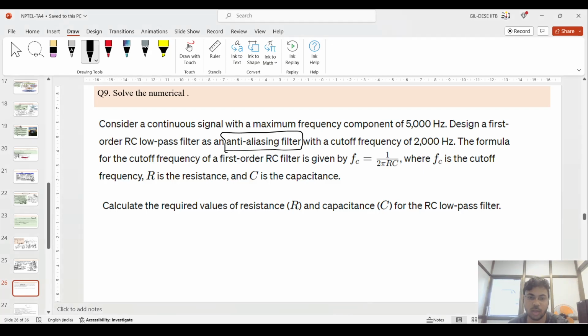Solve this question. This is also one of the important questions. I will explain one of the design features of this anti-aliasing filter also.